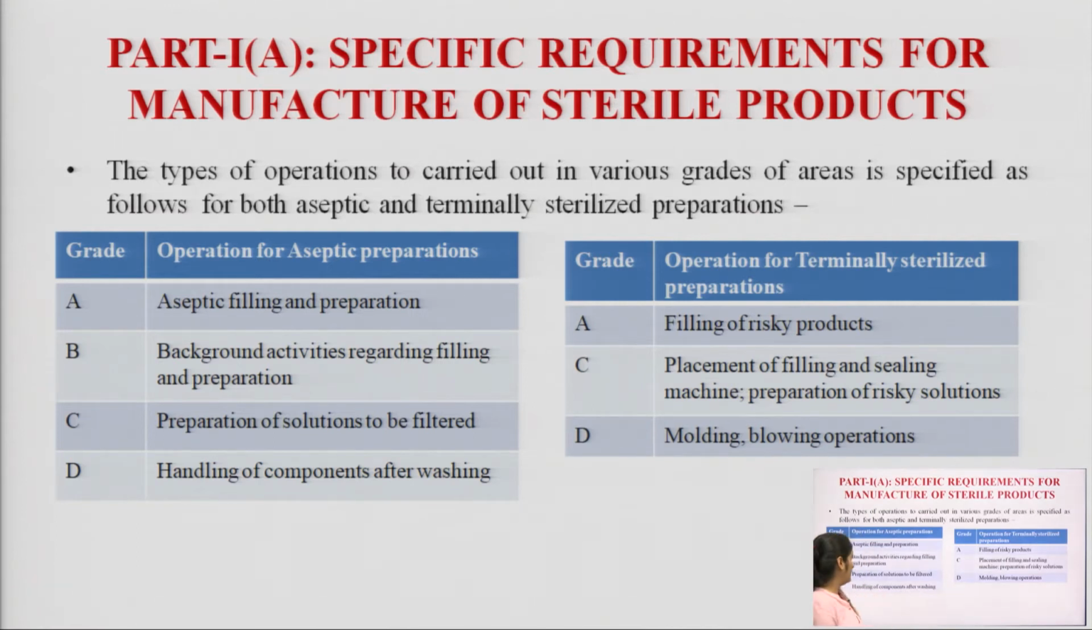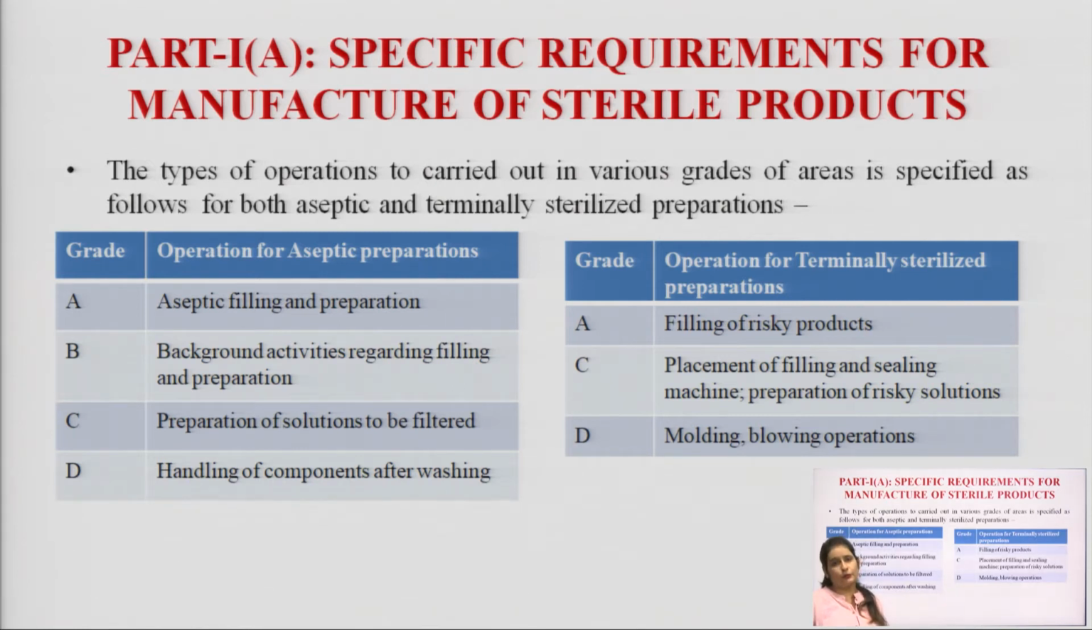In grade B, in table 1, we are talking about background activities regarding filling and preparation of sterile products. In grade C, which operation is going on? The preparation of solution to be filtered. In grade D area, handling of components after washing is carried out.